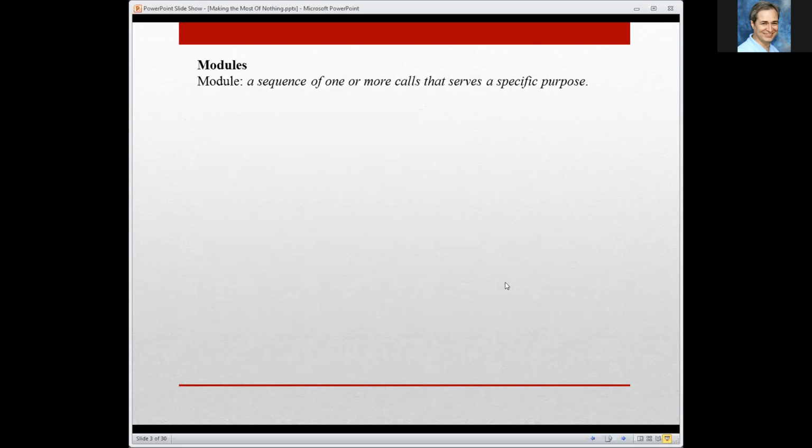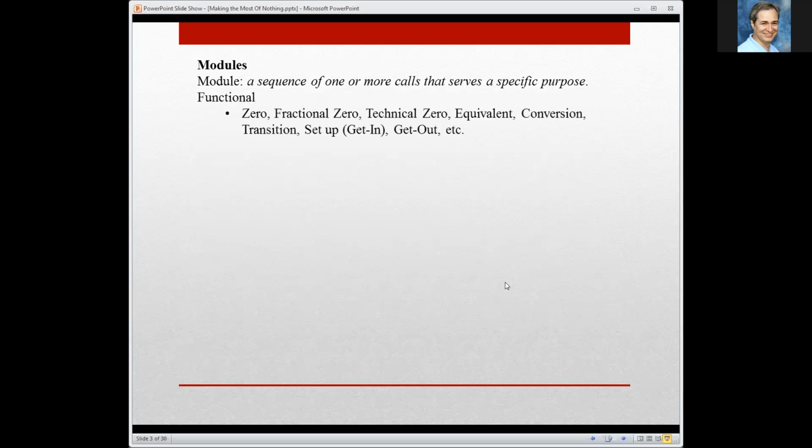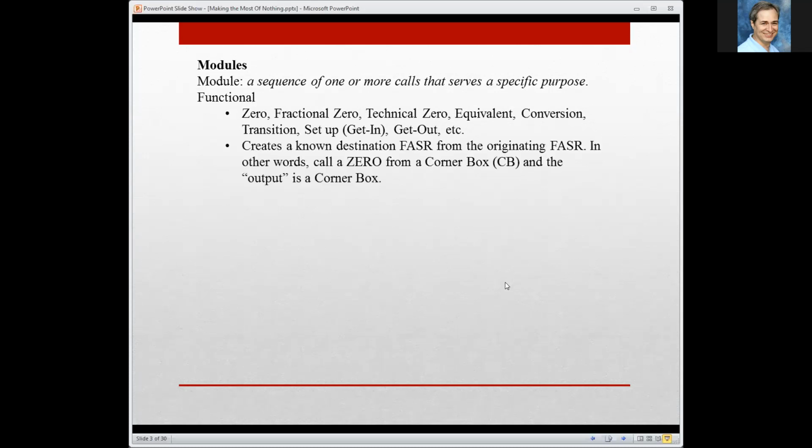So what's a module? Well, basically, it's a sequence of one or more calls that serves a specific purpose. I think we've gone over this before, so this is just a quick review. There's functional modules, which I call functional modules. There are zeros, fractional zeros, technical zeros, equivalent, conversions, transitions, setups, get outs, you name it. If it provides a function that you can wrap your head around, and you use it that way, it's considered a functional module. Mainly, they create known destination phasers or known setups from some originally set up.